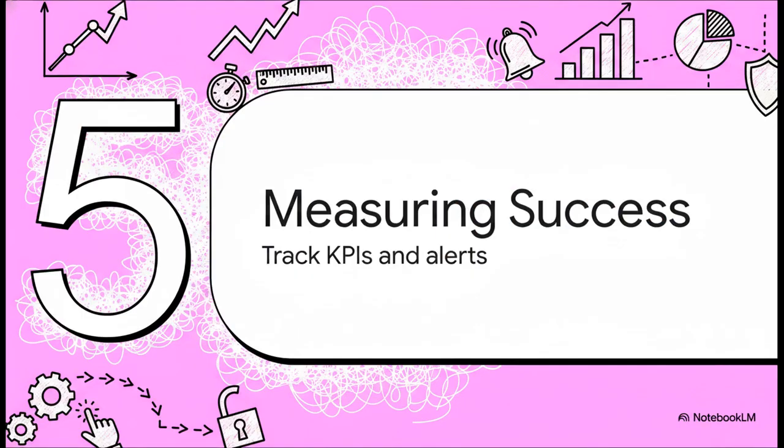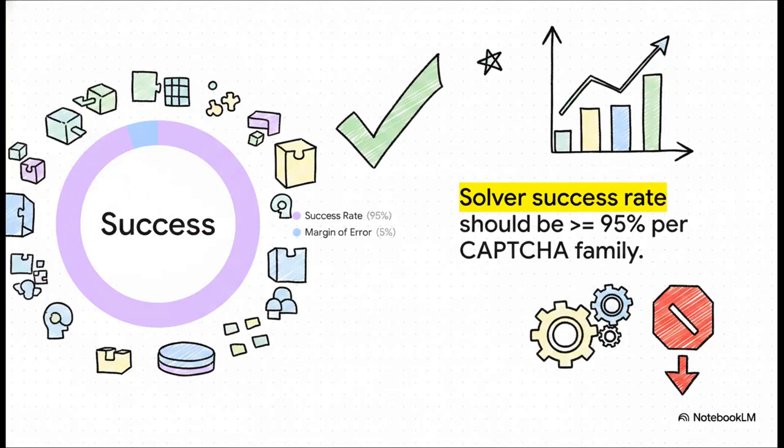Finally, Part 5, Measuring True Success, Defending Your Integration with KPIs, and Troubleshooting. When you're looking at your monitoring dashboards, you absolutely want to aim for a solver success rate of 95% or higher per CAPTCHA family. Hitting that target success rate is basically your proof that your inputs are correct and the solver is matching the live challenge. If that number dips, your inputs might be stale.